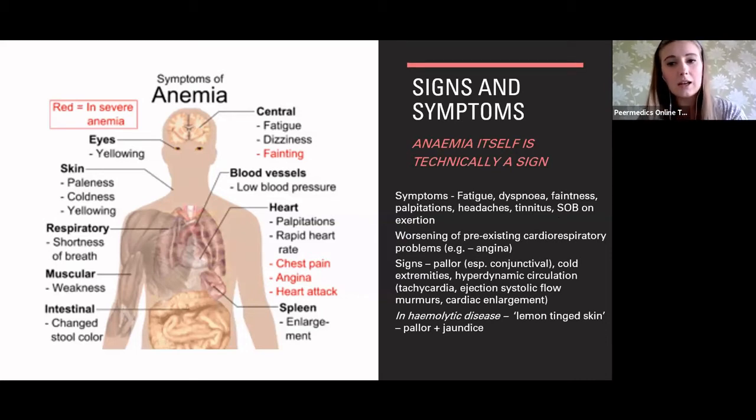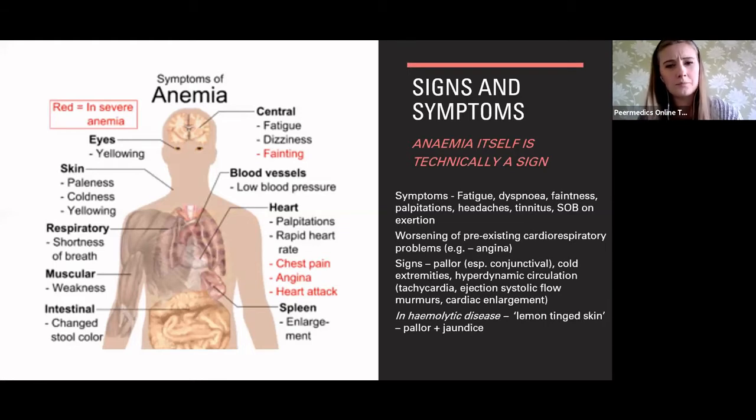So tiredness, shortness of breath, especially on exertion. Very often your patient can be well when they're just sitting, as I'm doing. And the minute they try and do any kind of activity that's going to have increased demand, they notice it with shortness of breath and things like that. Palpitations, feeling dizzy, headaches, tinnitus, again, all things relating to that lack of blood flow.